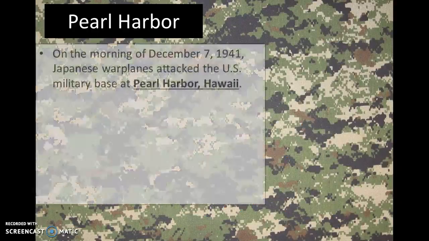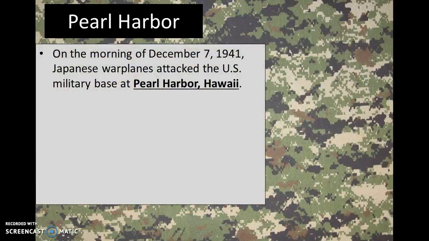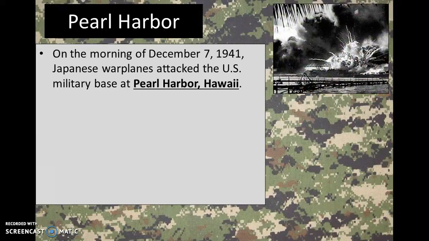Now, as we talked about, Prime Minister Tojo had been planning an attack on the United States, and it's one that I'm sure all of you have heard of. It took place on the morning of December 7th in 1941 when Japanese planes bombed the United States military base at Pearl Harbor in Hawaii.